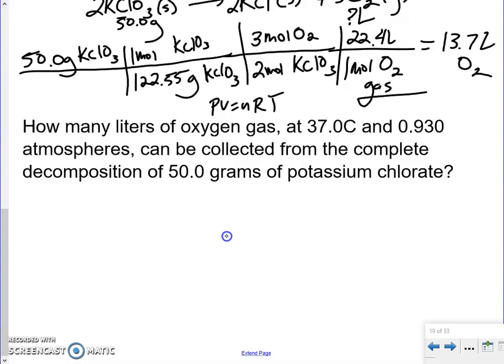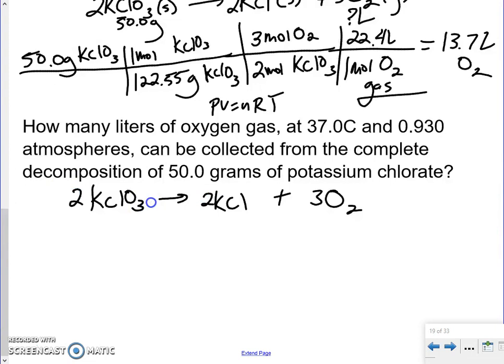How many liters of oxygen gas at 37 degrees Celsius and 0.930 atm can be collected from the complete decomposition of potassium chlorate? So notice it's the same reaction as above. Potassium chlorate decomposing into potassium chloride and oxygen. And again, we have our balancing, so 3, 2, and 2. These are solids, solids, and gas. Also notice we are not at STP anymore, so this will not work. We're not able to use that 22.4 liters. That is only a true statement at STP.